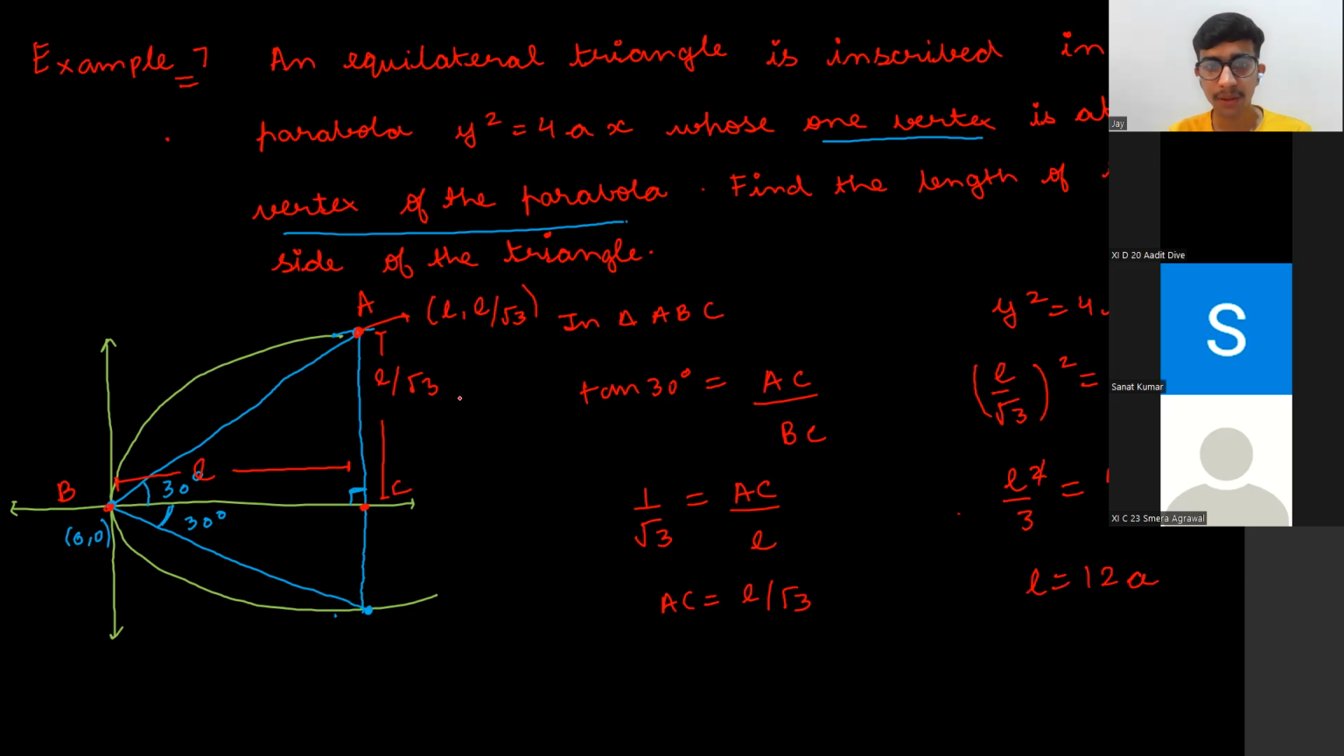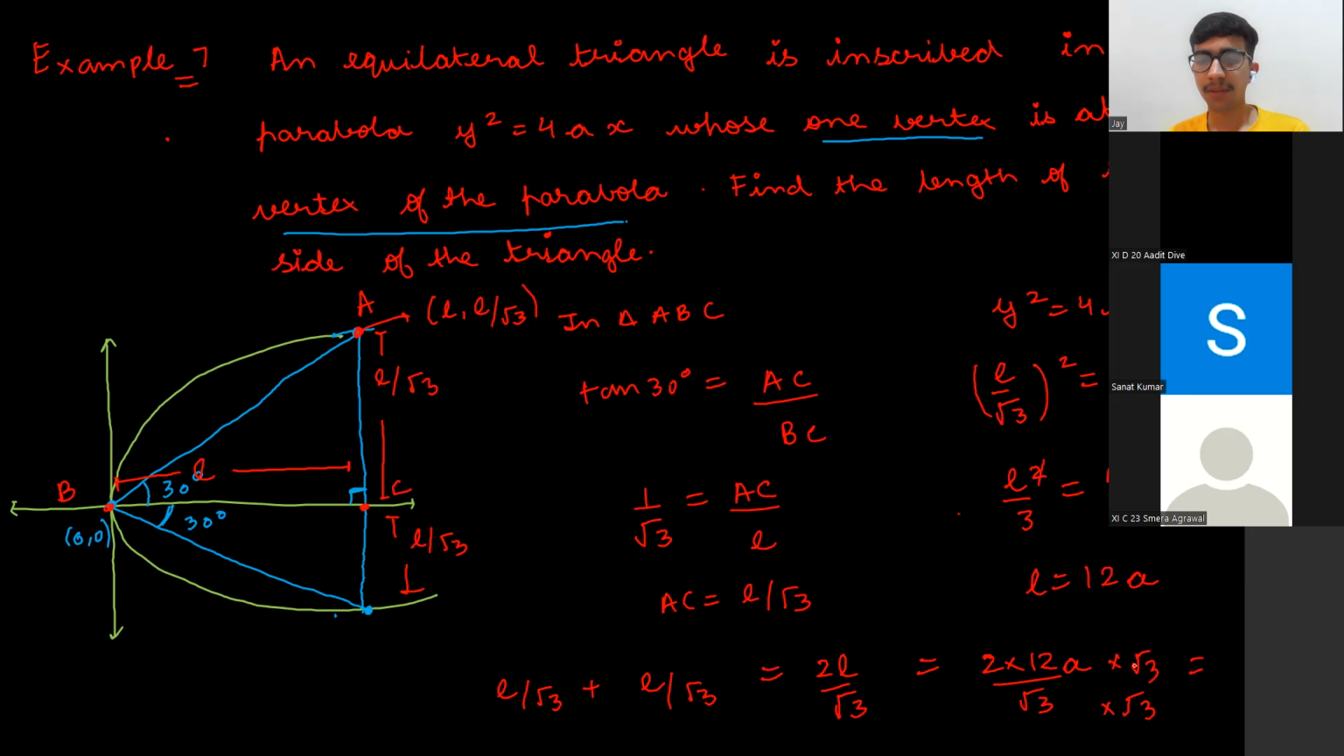Now what is the length of the side? This is L by root 3. So of course the lower half will also be L by root 3. So the total length will be L by root 3 plus L by root 3, which is equal to 2L by root 3. And the value of L is 12a. So 2 times 12a by root 3. If I multiply by root 3 and rationalize this, what I get is 8 root 3 a.